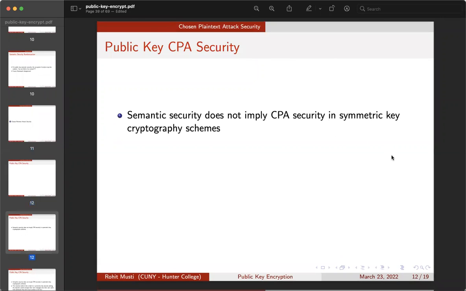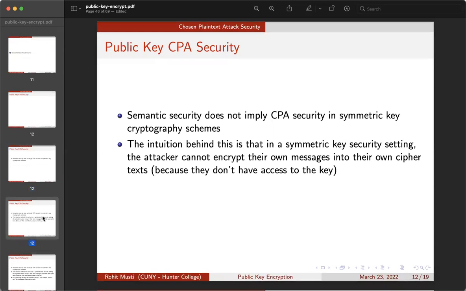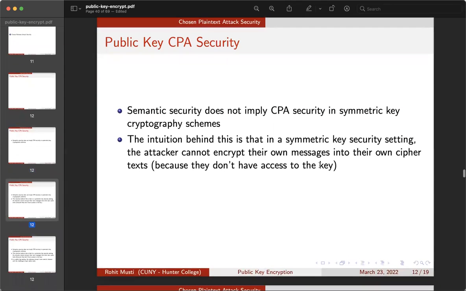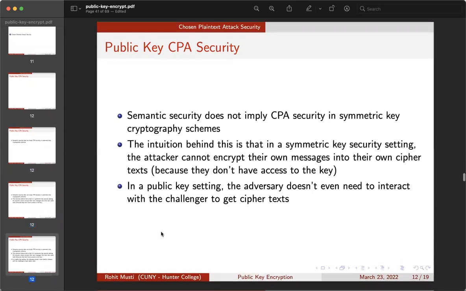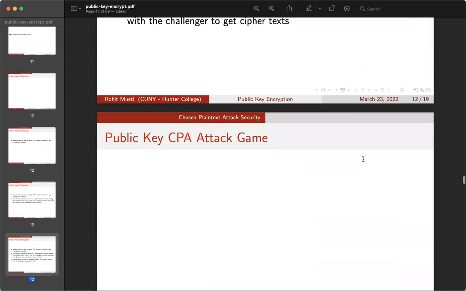In symmetric key schemes, semantic security does not imply CPA security. But in public key schemes, the intuition is that the attacker cannot encrypt their own messages into their own ciphertexts because they don't have access to the key. But in the public key setting, the adversary doesn't even need to interact with the challenger to get ciphertexts.